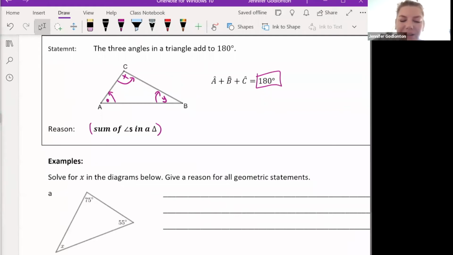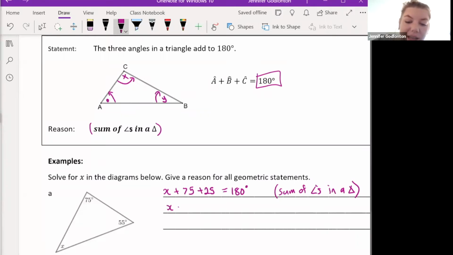Okay, so we need to try and solve for x over here. So I'm going to say x plus 75 plus 25 is equal to 180 degrees. That's my equation. Now I need to write my reason: sum of angles in a triangle. Okay, so my equation and my reason.